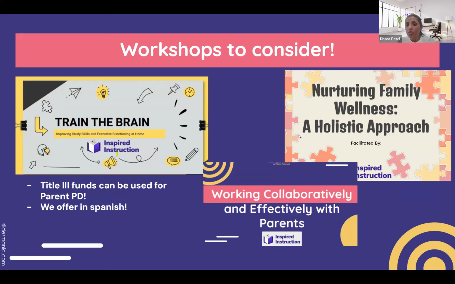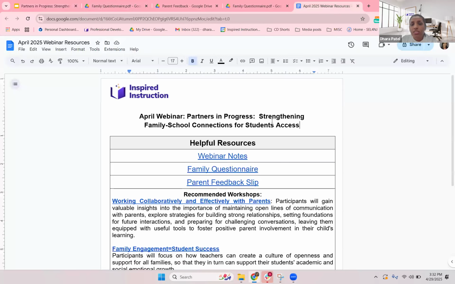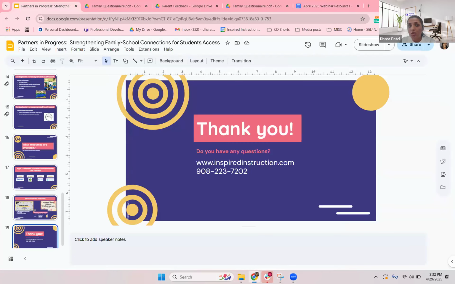The link to this webinar will be sent to you and will also be on our website in the next 24 to 48 hours. Yes, I'm going to share the family survey. After this webinar is over, you're going to get an email with the webinar handout, and it's going to look like this. I'm quickly going to share. You're going to get a resource that looks like this, and in there it has the webinar notes, so everything that I spoke about today, you're going to get. The family questionnaire is there too, and the parent feedback slip will be there as well. And again, the webinar recording will be shared with you.